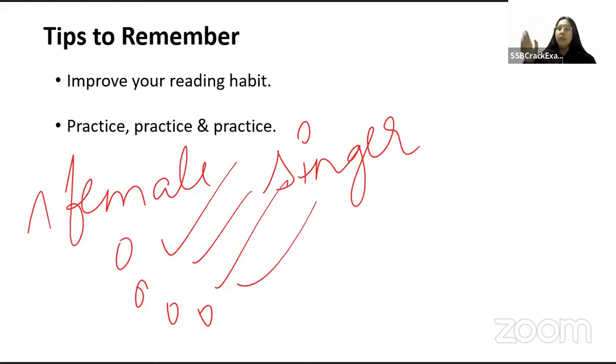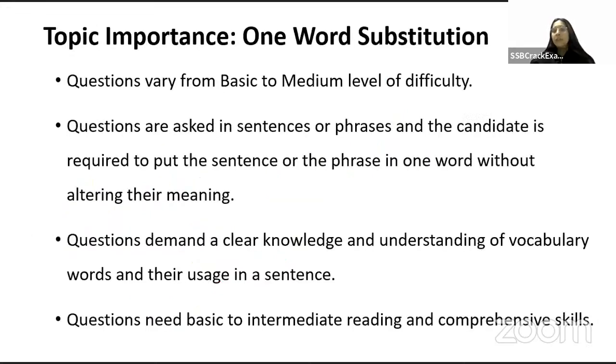So there will be some options, and if you have practiced your vocabulary very, very well, so you will do very, very well. ठीक है? So यहाँ पे अब बहुत ज्यादा ध्यान देने की जरूरत है हमको अपनी vocabulary पे. So you need to choose the correct option, ठीक है? Without altering the meaning, of course. And they demand clear knowledge and understanding of vocabulary. Vocabulary is a must here. So we can say reading and vocabulary is a must. ठीक है? And questions need basic to intermediate reading and comprehensive skill.